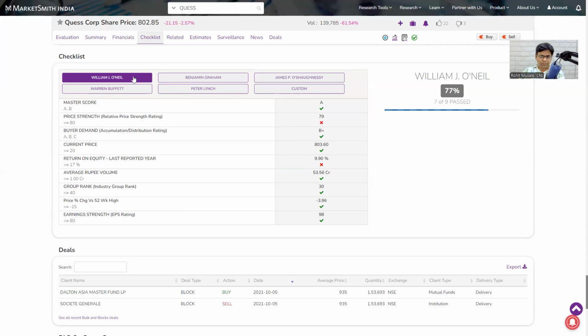But if you look at William O'Neill criteria, it says that the return on equity is poor. They want 17%, but here it's only 9%. Then price strength, he wants 80, but this is only 79. But other criteria are being met.